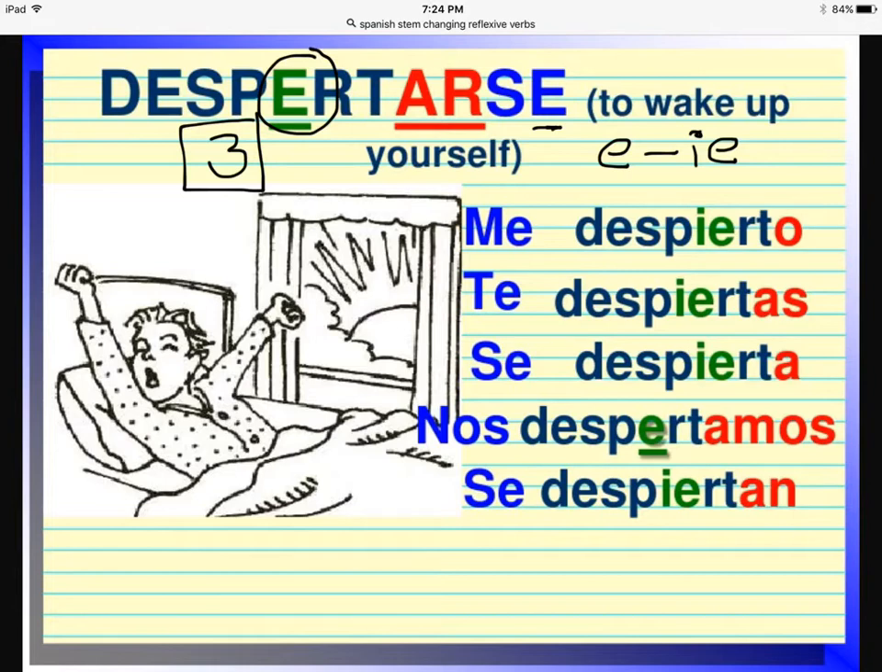So this E is the one that we're going to be stem changing, and it's going to change to an IE when you conjugate it. Right here, you see despierto. Instead of it being desperto, which it would be if it wasn't stem changing, you get despierto. So don't do that. And then again, you have your reflexive pronoun that goes with the O form. Don't forget you stem change in all the forms except for the nosotros form. I'll put a big underlining. This is where you do not stem change.